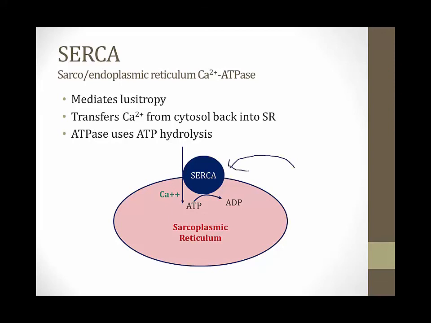It's found in the membrane of the sarcoplasmic reticulum, and it transfers calcium from the cytosol back into the sarcoplasmic reticulum. This is an active process. It's an ATPase that uses ATP hydrolysis to quickly bring calcium back into the sarcoplasmic reticulum and get ready for another contraction. And because of the SERCA and the process of lusitropy, heart myocytes can rapidly contract and relax.